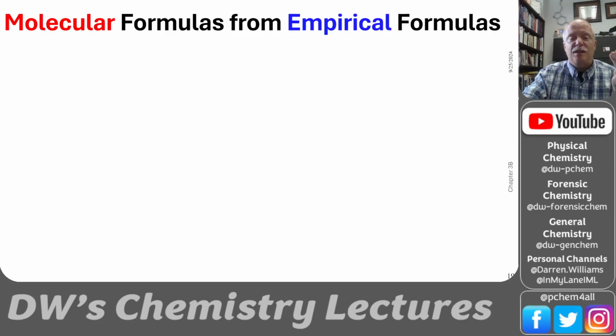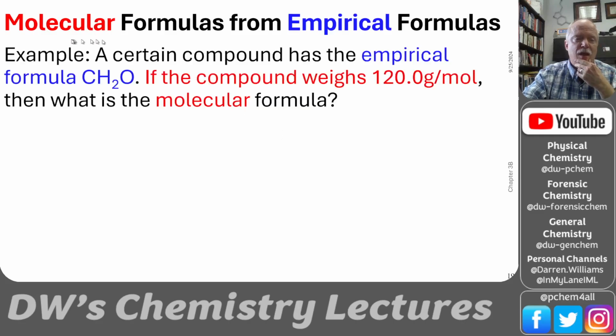So the molar mass is needed to turn an empirical formula into a molecular formula. And this is how you do it. So here's an example problem. A certain compound has the empirical formula CH2O. If we did some other experiment and we realized that 1 mole of that substance weighs 120 grams, then we know the molar mass of the substance.